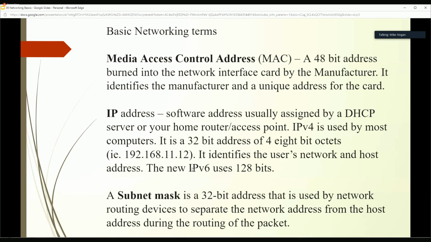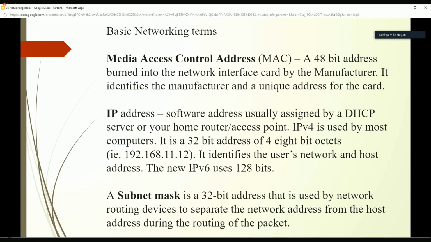Typically we won't do that because remember when we were looking at numbering systems, we saw how challenging it was to identify and write the binary ones and zeros. And so typically we'll take that number and address it in decimal, but we do it in decimal in this 4 8-bit octet format. So 192.168.11.12. And that's an IP address.